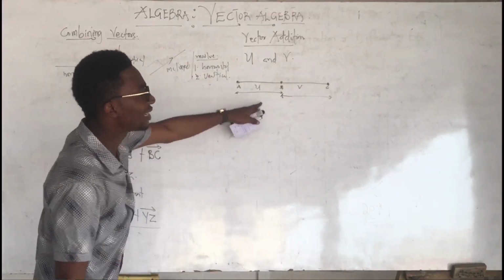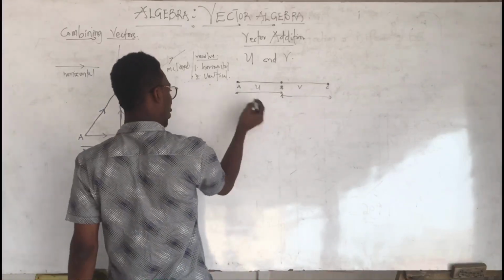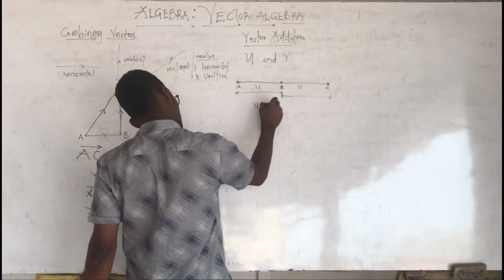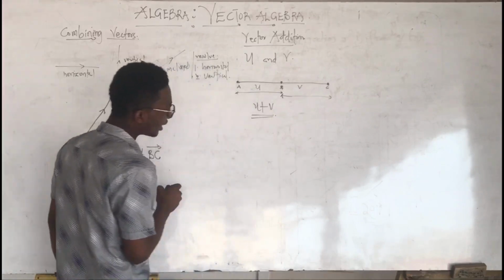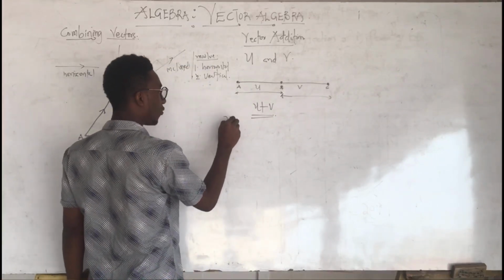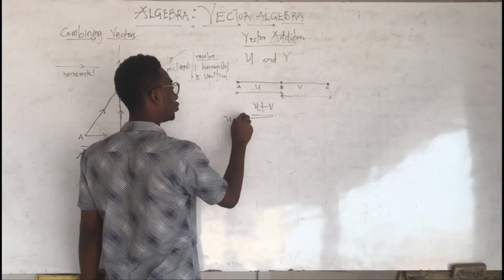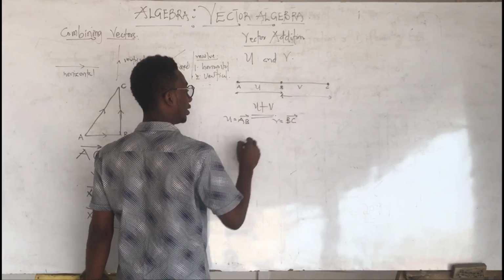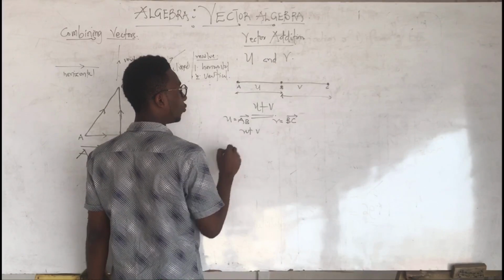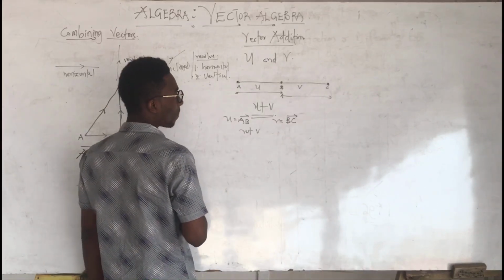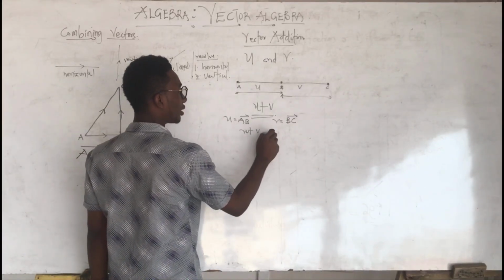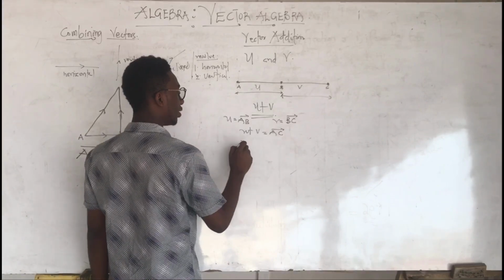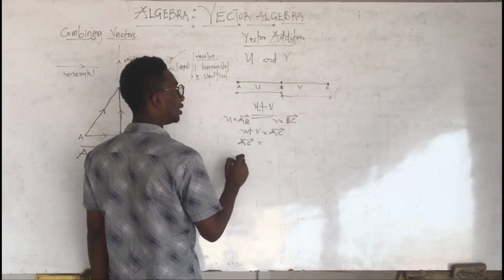So now if you want to add these two vectors, it is very simple. The resultant vector is u plus v. So if your u here was a vector of A mapping to B, and your v here was a vector of B mapping to C, then your u plus v, which is the resultant vector, should be AC. Then your AC vector is equal to what?